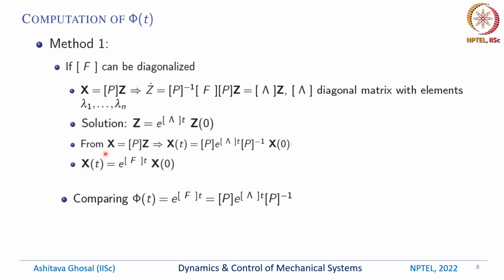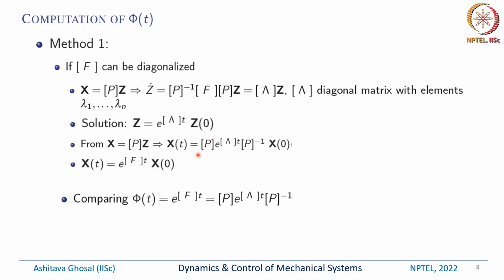The solution of this x of t can also be written as e to the power Ft into x0, because what did we have? We have x dot is equal to F times x. So x of t is also e to the power Ft into x0.